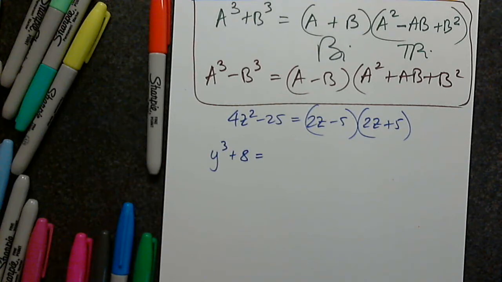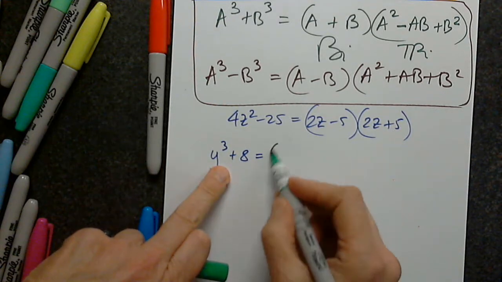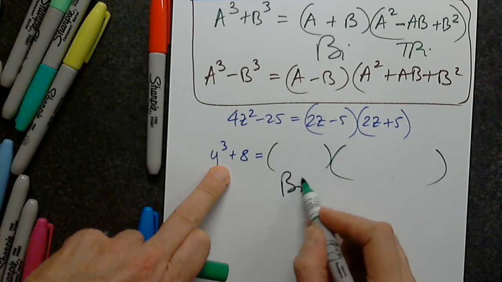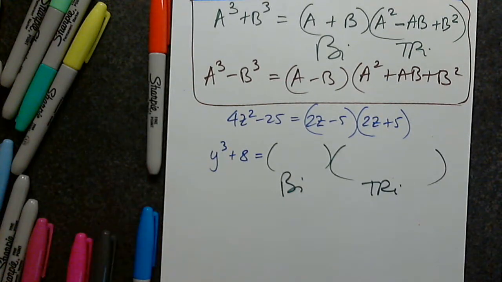I always hope for a special product. Special products are always easier than anything else. It's the sum of cubes. Once you say sum of cubes, then you will prepare a binomial and a trinomial. So can anyone give us the binomial?